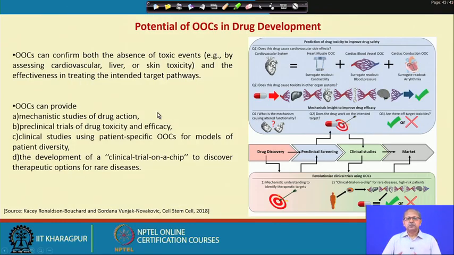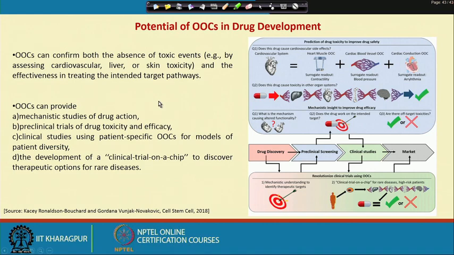So, now, utilizing these organ on chips in a connected way, how are these systems used in drug development? If we look at a drug development project, it passes through different stages. First is drug discovery, which means identifying the target, then preclinical screening, say at the cell culture level or animal model level. If it passes, then it goes through clinical studies, phase 1, phase 2, phase 3, and then it comes to the market.